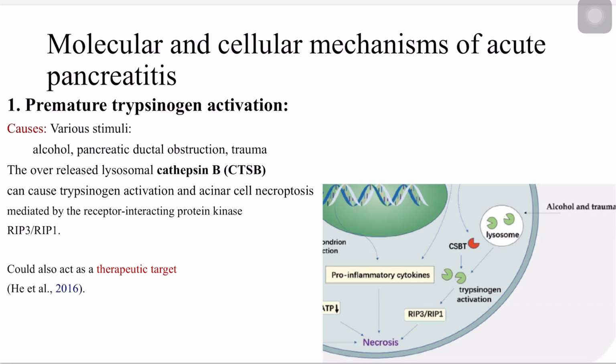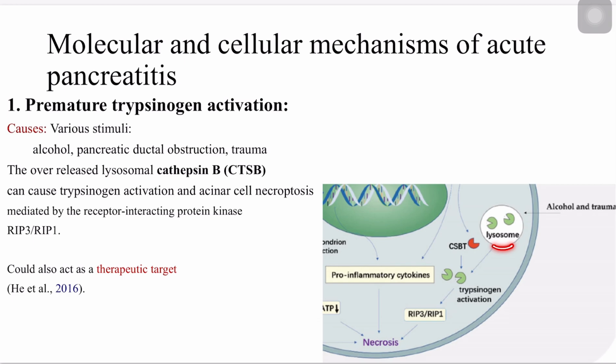Molecular and cellular mechanism of acute pancreatitis. The first one is premature trypsinogen activation. It usually happens with various stimuli: alcohol, pancreatic duct obstruction, and trauma, and because of release of lysosomal cathepsin B. As you see here in this figure, also you can see from the article, alcohol or trauma can cause the activation of lysosome.